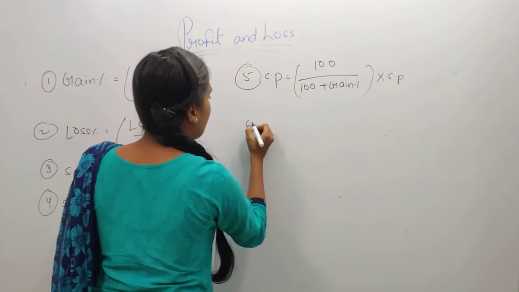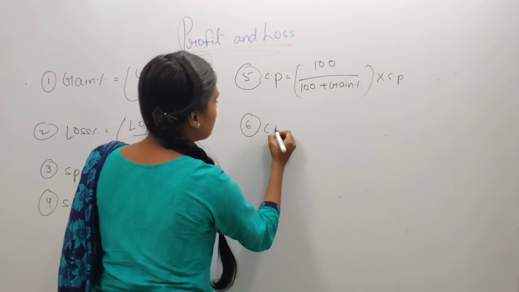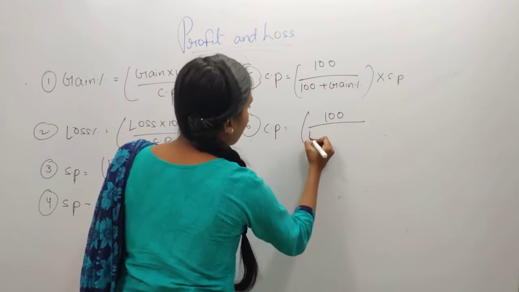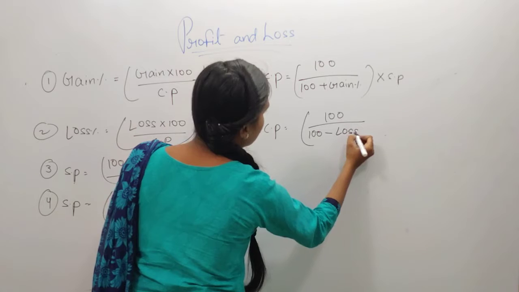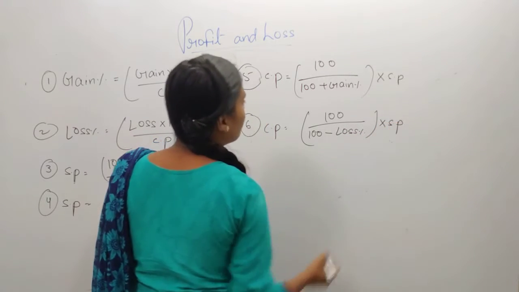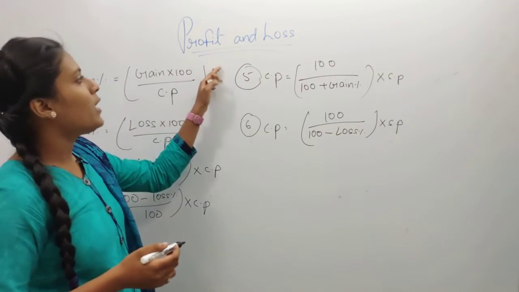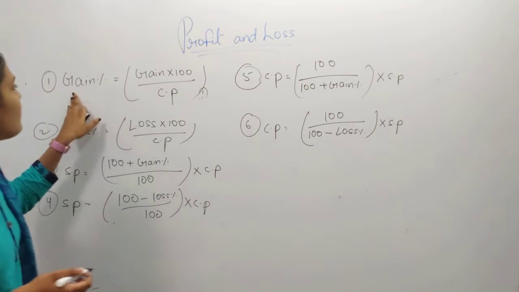Sixth formula, it is also the same. Here we wrote gain, now you have to write loss, means 100 by 100 minus loss percent into SP. These are the formulas which will be used further while solving the problems in profit and loss.